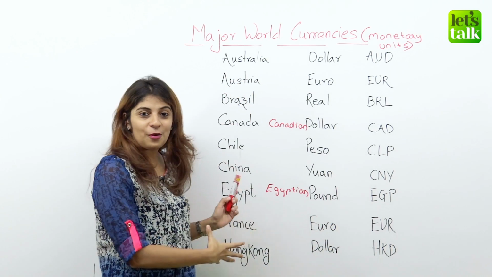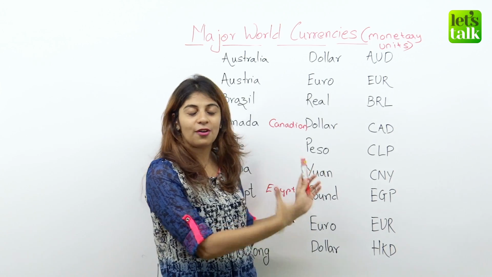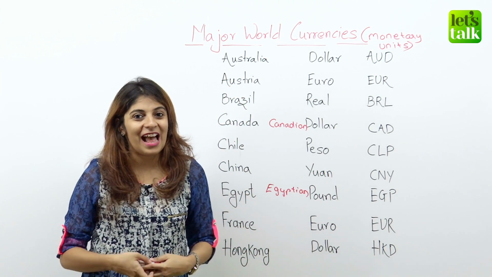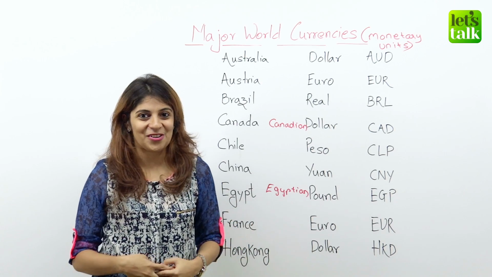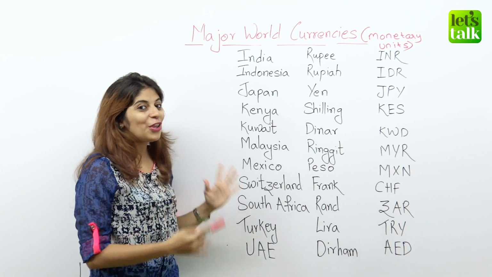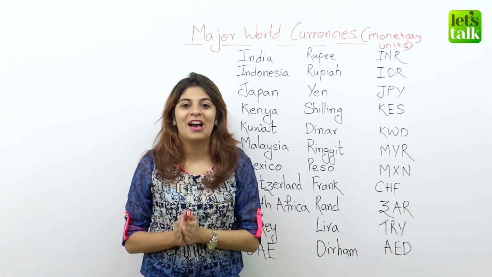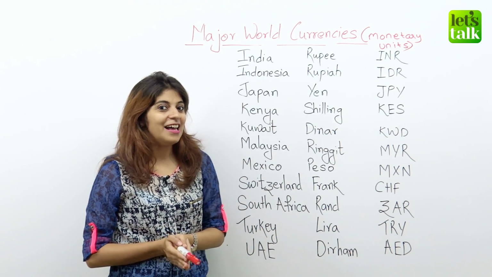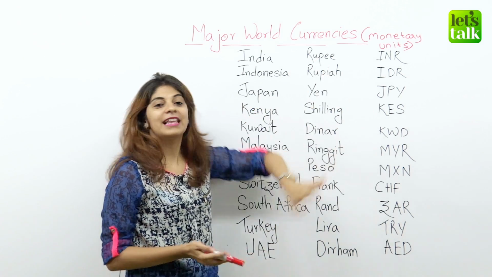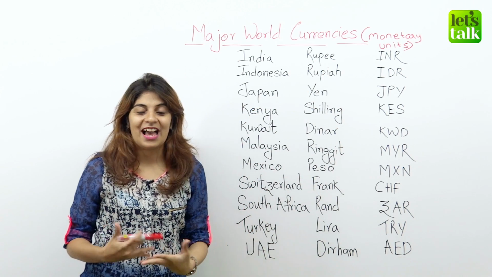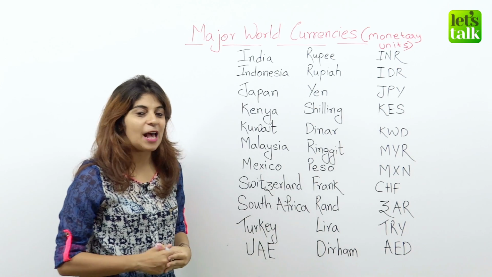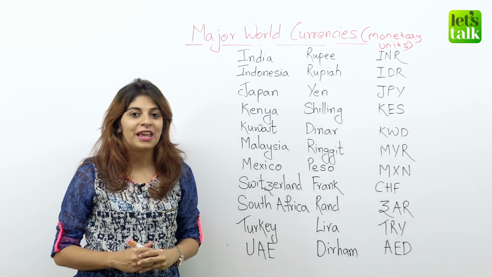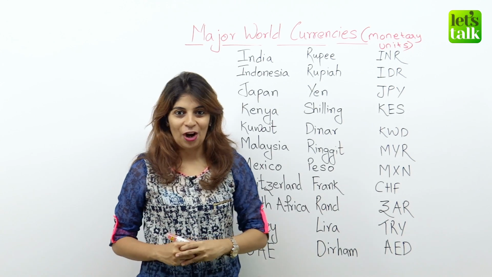So these are the few countries and the few different currencies that are used in these countries. Now let's have a look at some more major world currencies. So here are some more major world currencies. We will start with the country India, and the currency that is used in India is rupee. That's how it's pronounced, whereas the ISO code for rupee is INR.